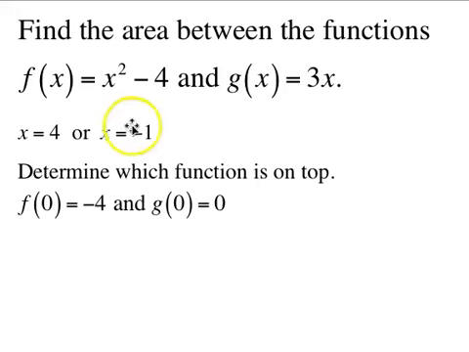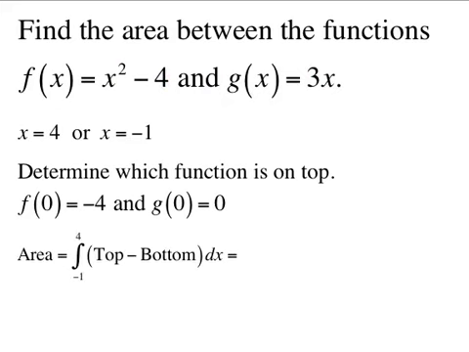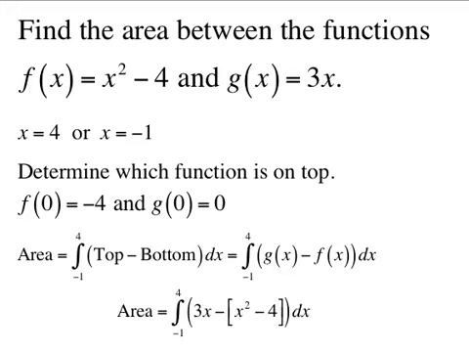And no surprise, a parabola opening upwards and a straight line where they intersect, the line will indeed be on top. So I'm going to integrate from -1 to 4 of the top function, 3x, minus the bottom function, x squared minus 4. The integral from -1 to 4 of g of x minus f of x dx, from -1 to 4 of 3x, the top function, minus x squared minus 4.